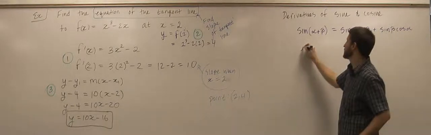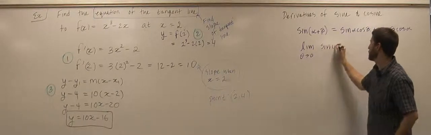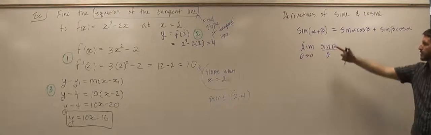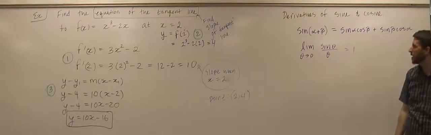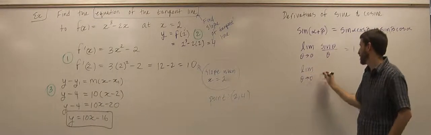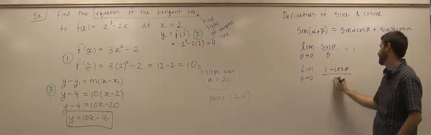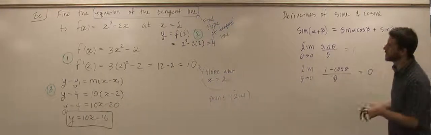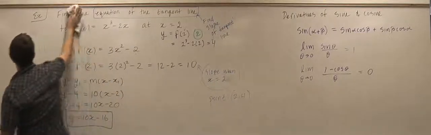And then we also had this. Recently, maybe you remember this. The limit as theta goes to 0 of sine theta over theta is 1, right? And then we had another one actually. It was like 1 minus cos theta over theta. Remember this one? 0. So with these three things, we can find the derivative of sine.